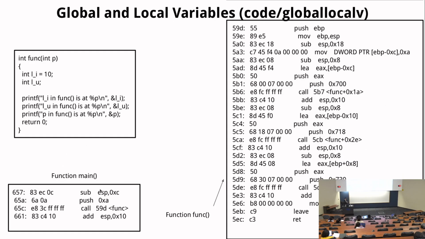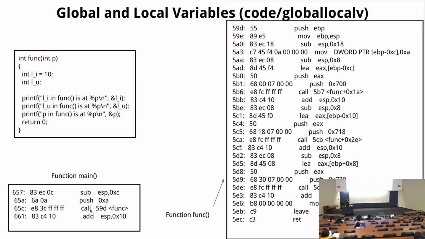In the main function, it will first push A to the stack. So what is A here? We are pushing a number A. What is A? Yes, exactly. A is 10. So we are pushing 10 onto the stack. We're putting the argument onto the stack. Then we make the function call using the call instruction.